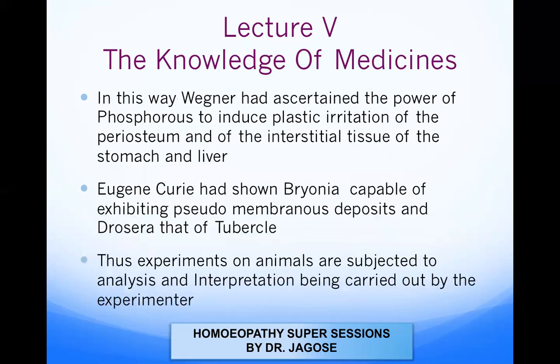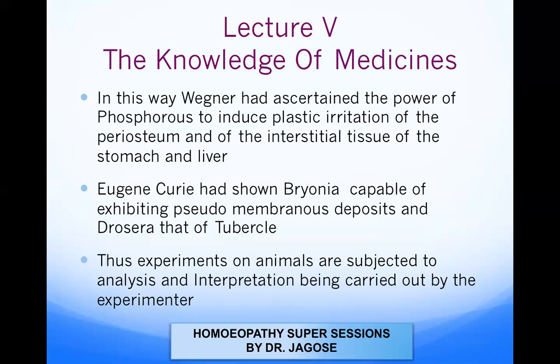In this way, Wegener had ascertained the power of phosphorus to induce plastic irritation of the periosteum and of the intestinal tissue of the stomach and the liver. Eugenie Curie had shown Bryonia capable of exhibiting pseudomembranous deposits, and Drosera that of the tubercle. Thus, experiments on animals are subject to analysis and interpretation being carried out by the experimenter. So this is very important. When you prove it on animals, whatever analysis you are doing will be based on the interpretation carried out by the experimenter. Whoever is carrying out the experiment will interpret it in his own way.